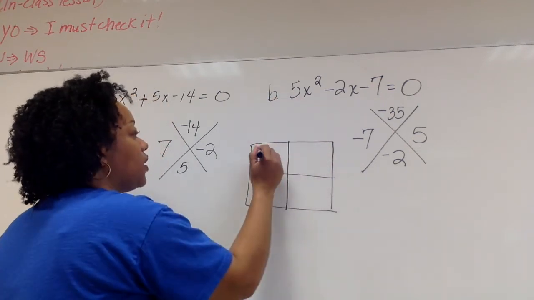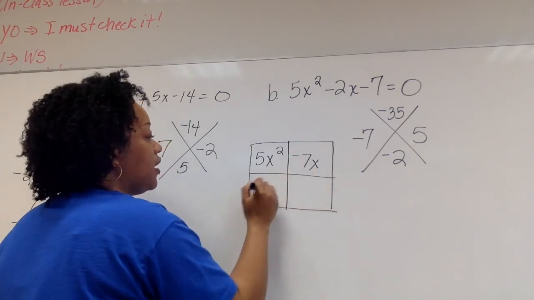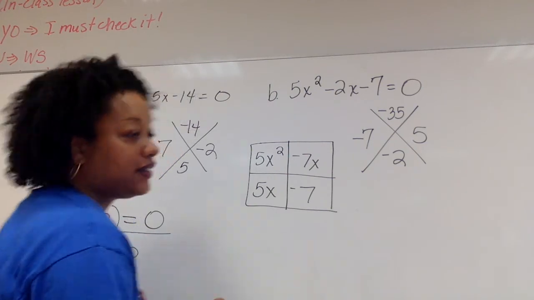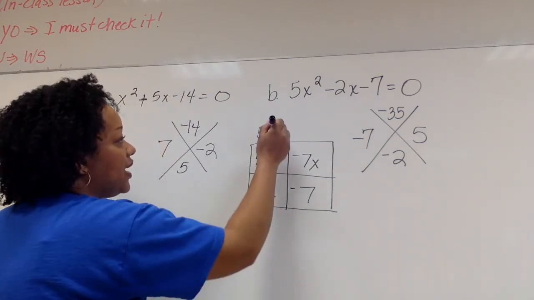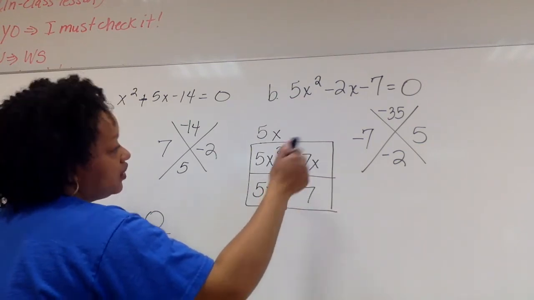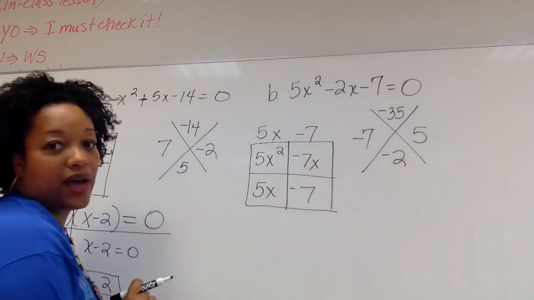All right, first term goes to the first box. Take your x's. Last term goes in the last box. Let's do our GCF. Well, the GCF of 5 and 5 is just 5. For my x's, it's x. The GCF between 7 and 7 is just 7. But because this is a negative, I got to put a negative on the box.